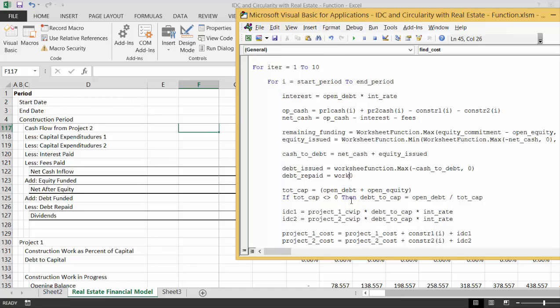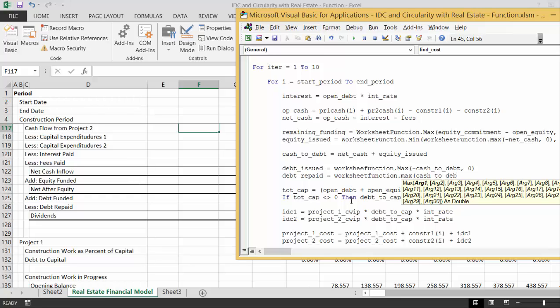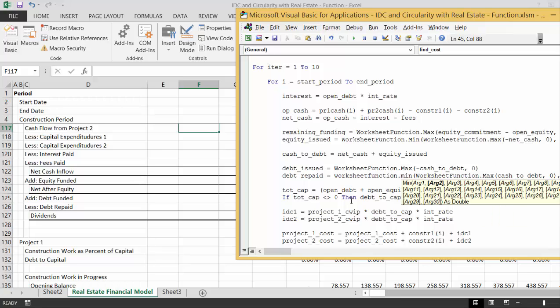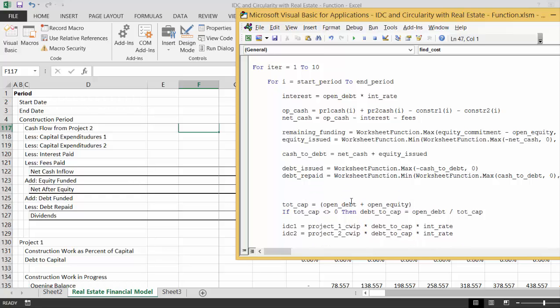And when we repaid it, we put worksheet function dot maximum, and we put this time the cash to debt or 0, but we make sure that this is worksheet function dot minimum of this or the opening debt. See, that would have screwed everything up. And I shouldn't sound a little bit hopeful, but we're sort of getting a little bit there.